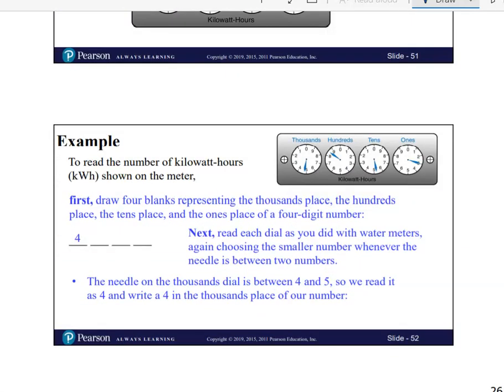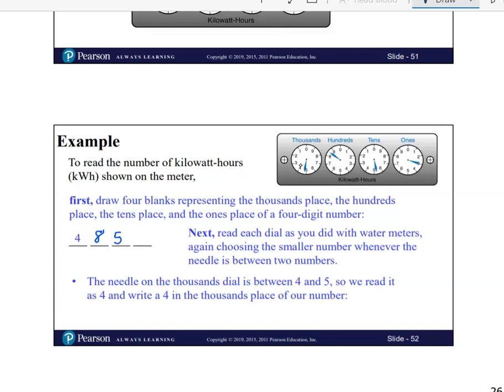So to read the number of kilowatt hours, first draw 4 blanks representing the thousands place, the hundreds place, the tens place, and the ones place. Next, read each dial as you did with the water meters, again choosing the smaller number whenever the needle is between two numbers. So it's between 4 and 5, they picked 4. Between 8 and 9, we would pick 8. 5 and 6, we would pick 5.